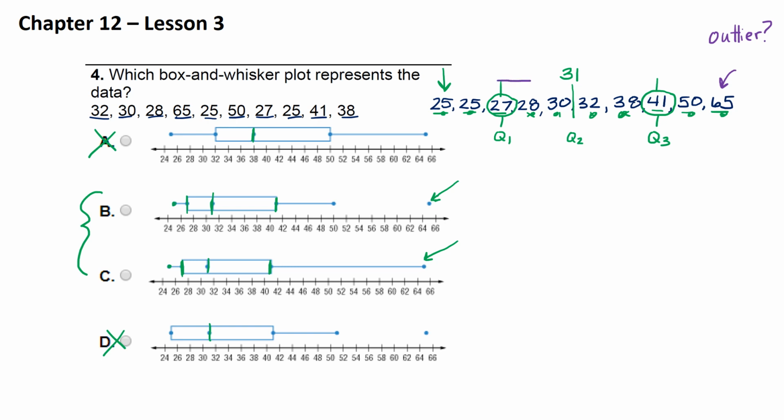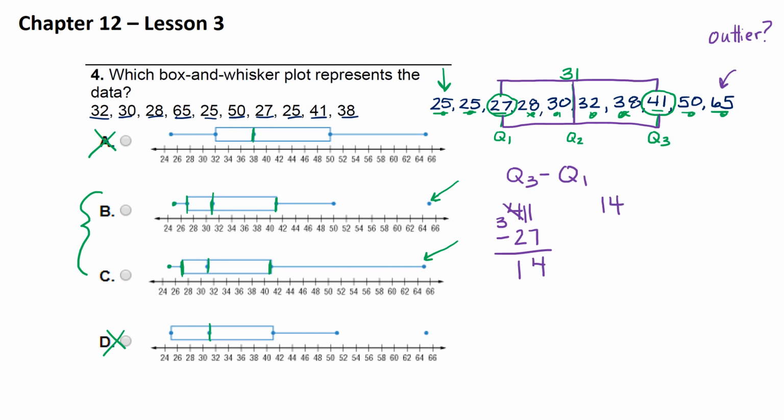Outlier. All right, so I'm going to draw my box here. Okay, and it's quartile 3 minus quartile 1. Quartile 3 is 41 minus quartile 1, which is 27. I'm going to borrow. 11 take away 7 is 4. 3 take away 2 is 1.